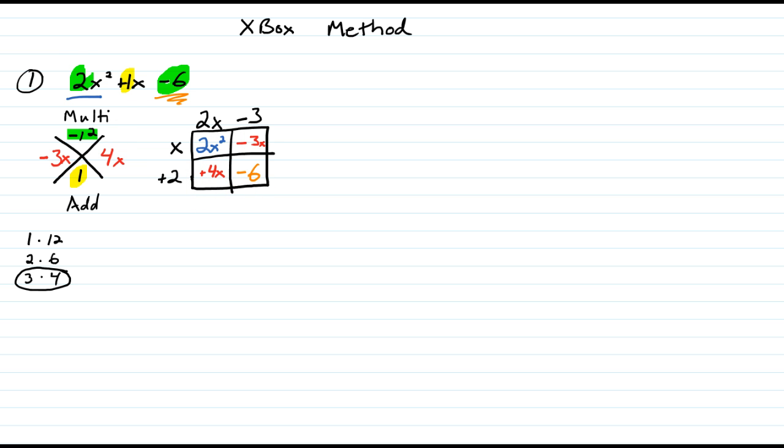So now we take the outside, the x plus 2, with the top row, the 2x minus 3. And so here are our factors of our problem, 2x squared plus x minus 6. So here's our answer.